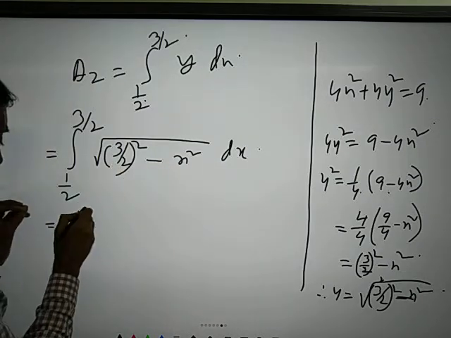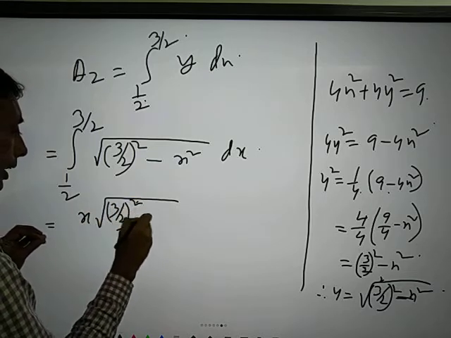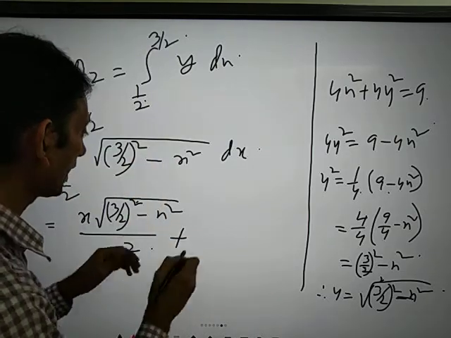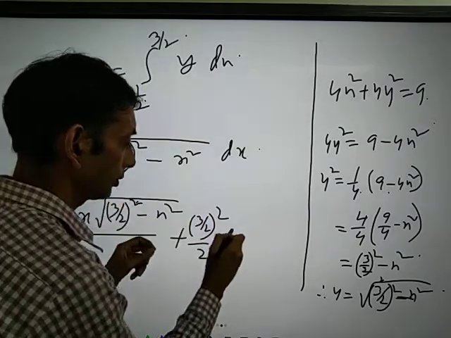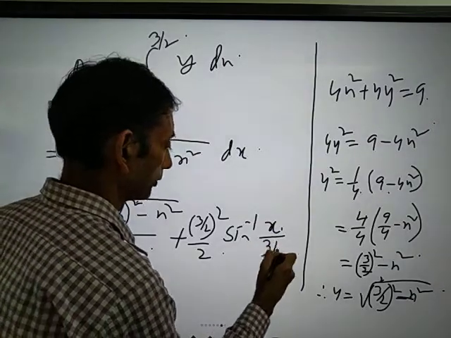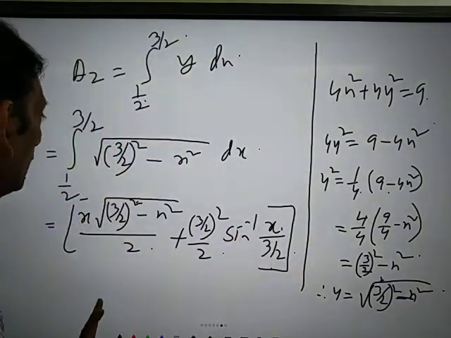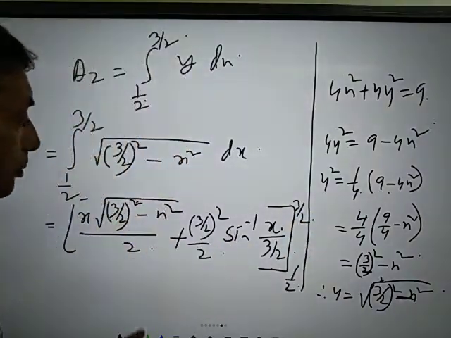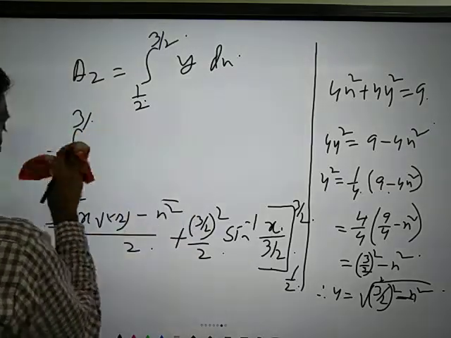So if you integrate, this is x into root of 3 by 2 whole square minus x square by 2, plus, it's a very common formula, plus a square by 2. A square means 3 by 2 whole square by 2, sine inverse x by a, what do you say? 3 by 2. Fine. So we'll put the limits now. So these steps may take some time, but it's not difficult at all. So up to 3 by 2. So only simplifications, and we need to put the limits.